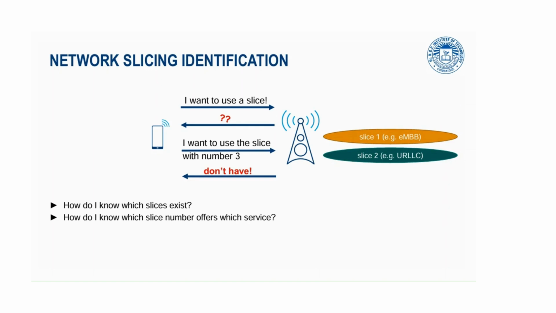So the user equipment again communicates with the tower, stating that it wants to use a slice with number three. But slice number three is actually not available in that specific tower, so again the communication goes back that it doesn't have it. This shows that without clear slice identification, devices and users cannot easily select the slice best suited for their needs. Applications requiring specific attributes may not be able to request the correct slice unless precise mapping and discovery mechanisms are in place.